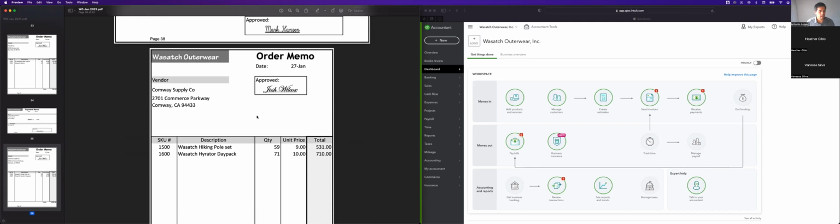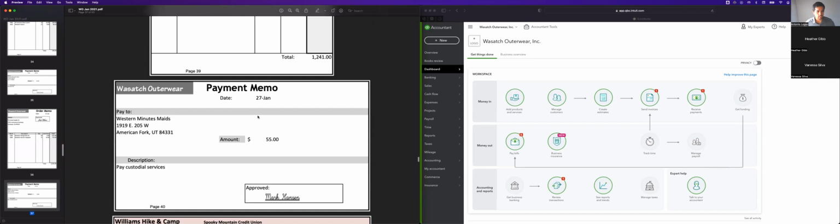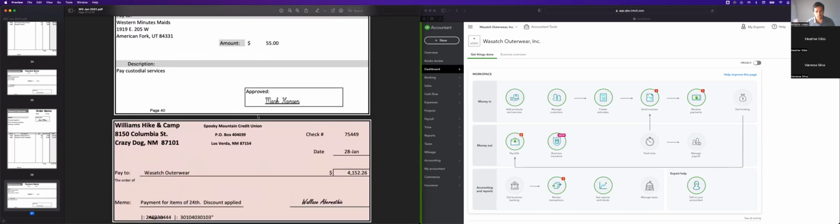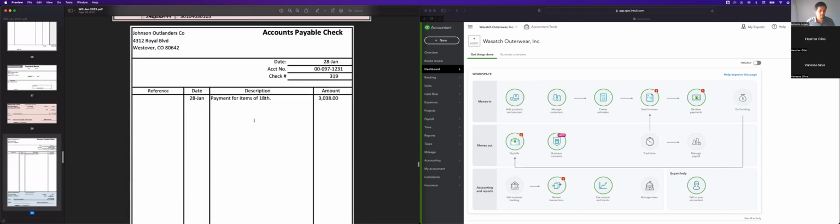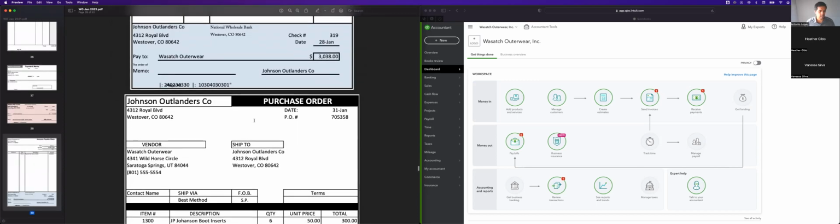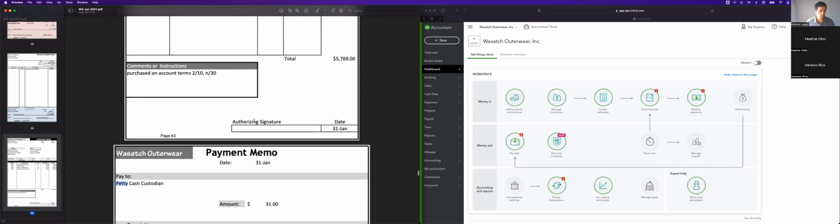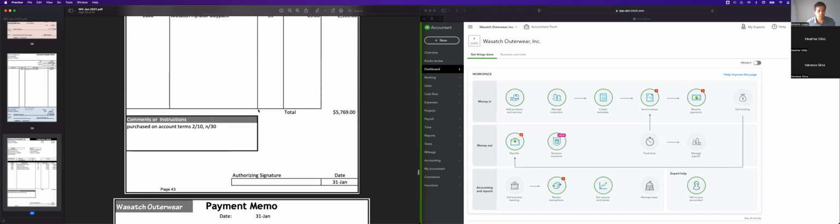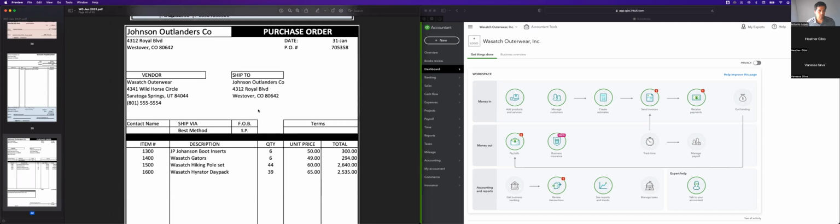But for things that you buy on account or with terms, like the ones that say net 2, net 10 or whatever, I think it's 2/10 net 30 on some of these. So if you pay it within 10 days, you get a 2% discount, otherwise net 30. This would be a bill that you have to enter.